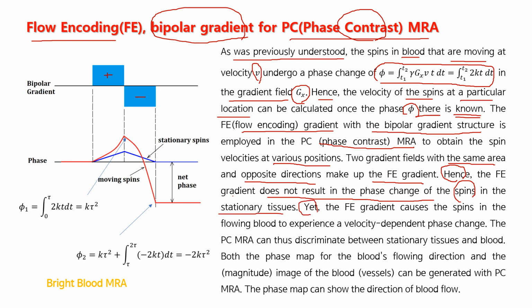Yet, the flow encoding gradient causes the spins in the flowing blood to experience a velocity-dependent phase change. You can see here, before the flow encoding bipolar gradient, the phase is 0, both for the spins in the flowing blood and the stationary tissues.